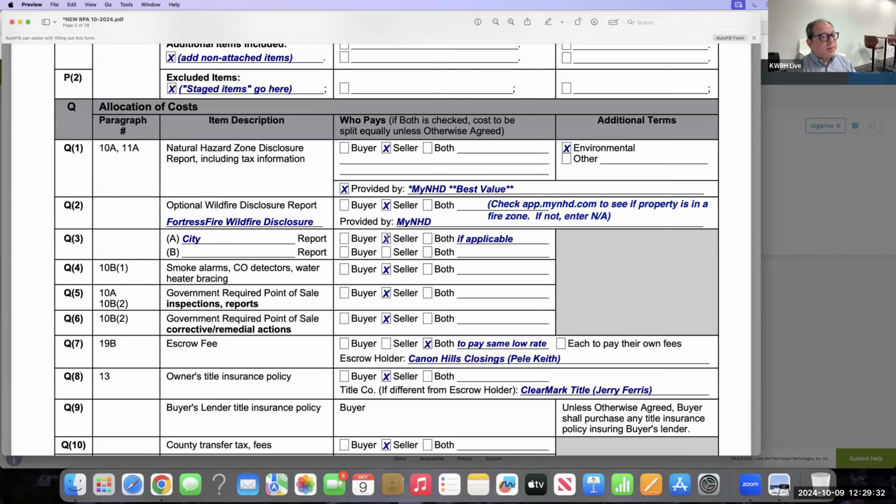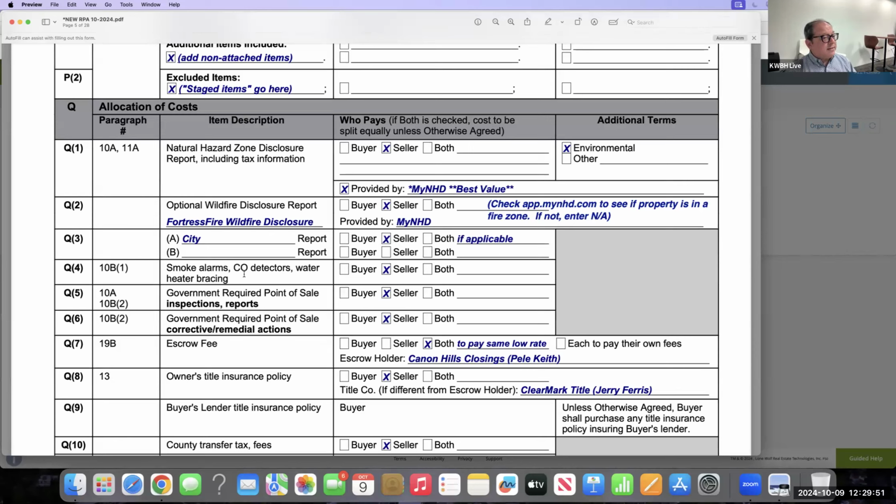We're gonna ask the seller to pay for the city report. Here in LA, we have something called a 9A report. It's actually 12C, but who cares? 9A city report. Other cities have different requirements to close escrow. We're gonna ask the seller to pay for it if applicable.